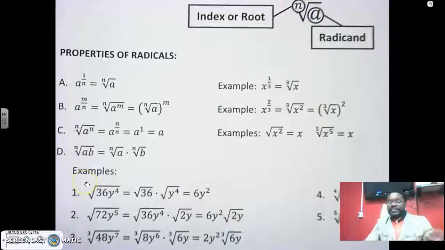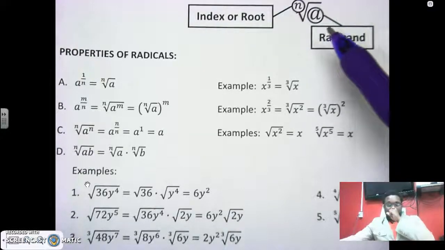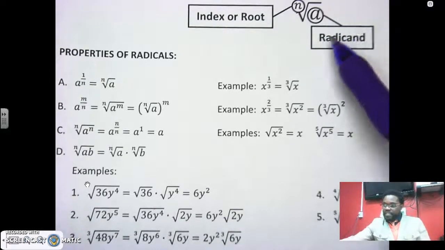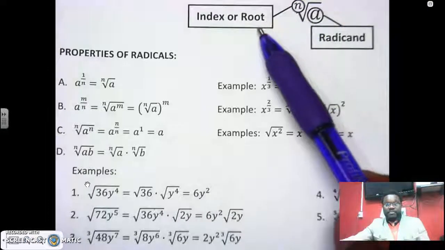Alright, we don't have a lot of time, so I want to get straight into it. What you see here is some of the important properties for radicals. And I probably haven't used this term a lot, but the number underneath the radical sign is called the radicand. I've said index and root many times.